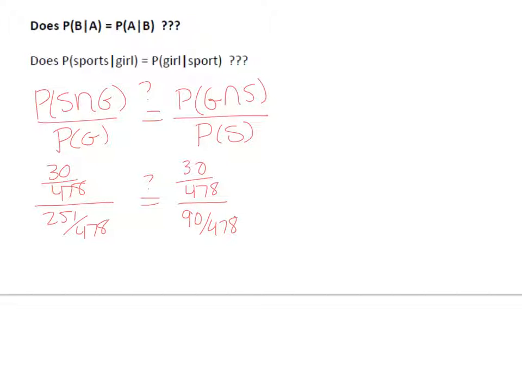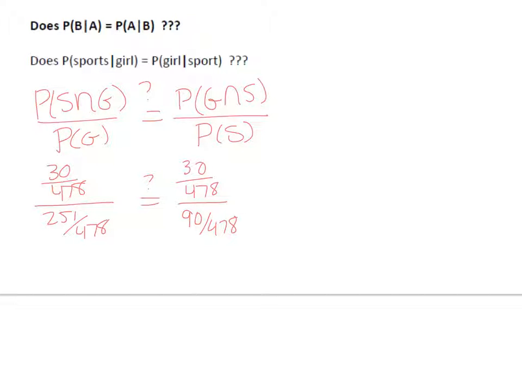All right, so these are the values that I got. The numerators of these two conditional probabilities are the exact same thing, because the intersection of sports and girls and girls and sports are the same intersection. It's 30 out of the 478 total participants. But the denominators are different. The probability of girl on the left-hand conditional is 251 out of 478. That's the 251 females out of the 478 total participants. On the right, though, the probability that you chose sports as your goal is 90 out of 478. So now I need to see, are these two equivalent? They have the same numerators. They would need to have equivalent denominators for them to be equal to each other.